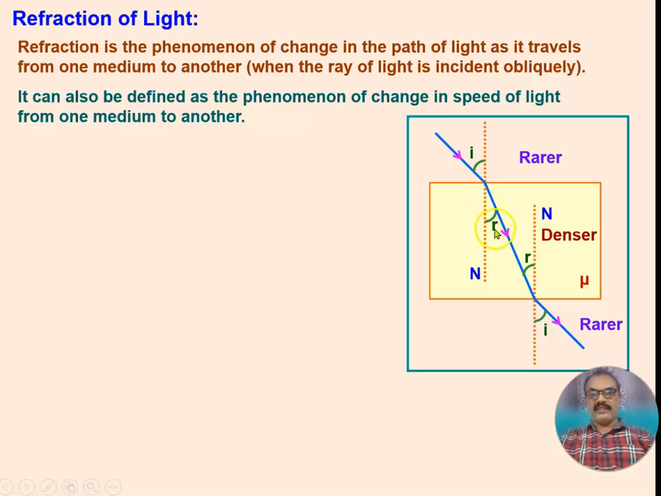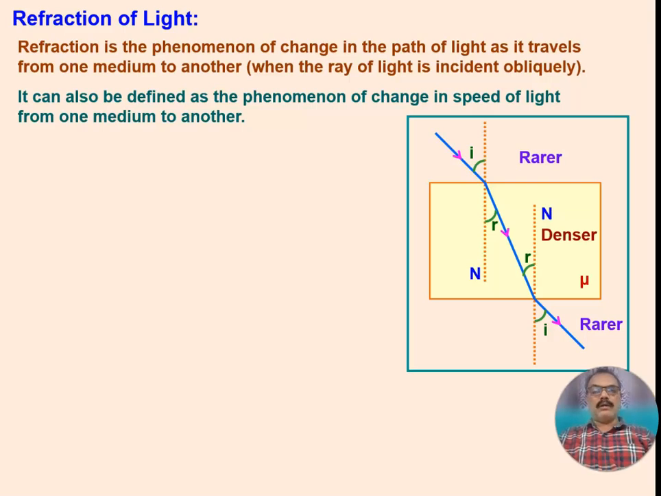Here the angle of refraction is smaller than the angle of incidence. So when it goes from denser medium to rarer medium, we can see that the angle in the rarer medium will be greater. This is a very important concept the children must understand. I think it is clear.